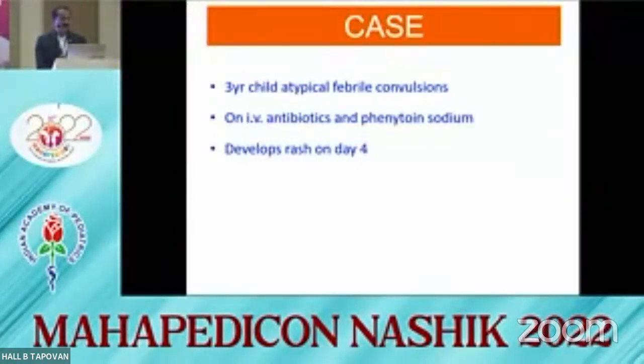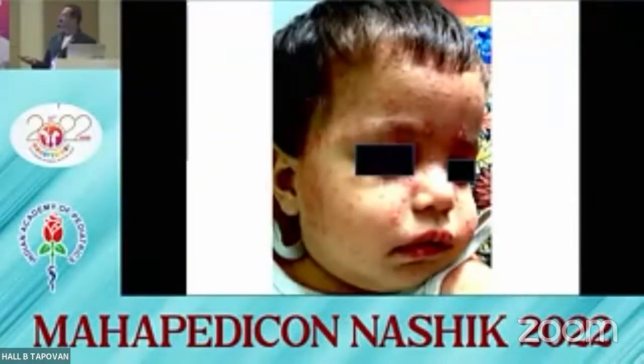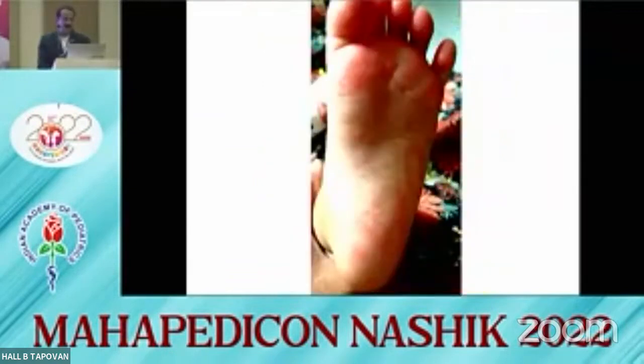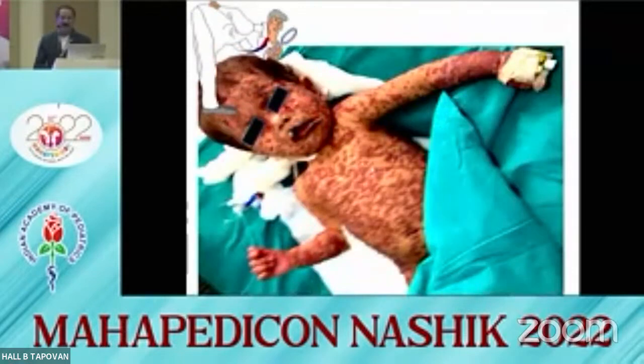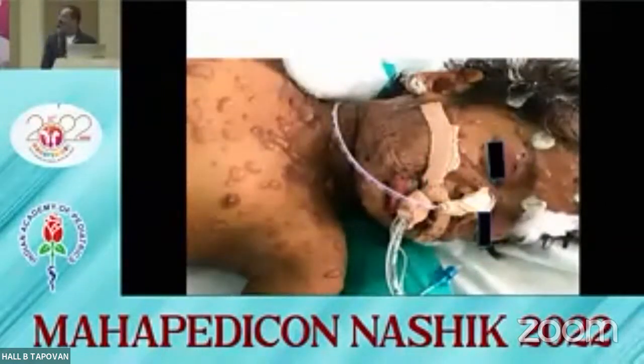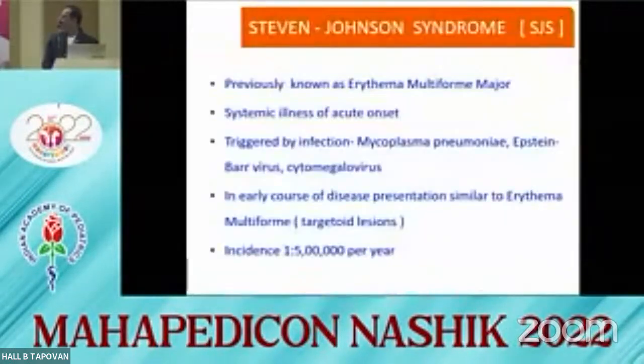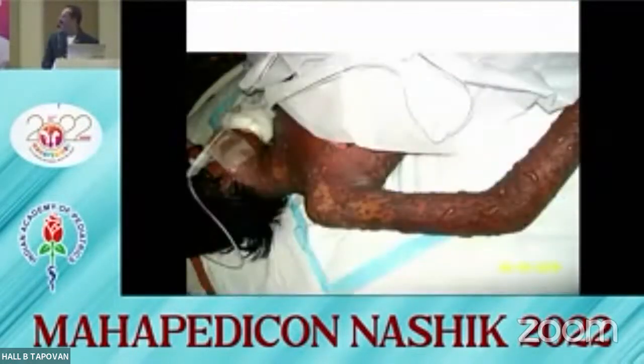A 3-year-old child with atypical febrile convulsions. The child received antibiotics, but had a second episode of convulsions. Phenytoin was given. The child developed a rash, this type of rash, on day 4. So the child received phenytoin. The rash was there on the periphery also, and by day 6 the child developed a full-blown picture of Stevens-Johnson syndrome. This is another child with Stevens-Johnson syndrome. It can be caused by post-mycoplasma infection or HSV also.